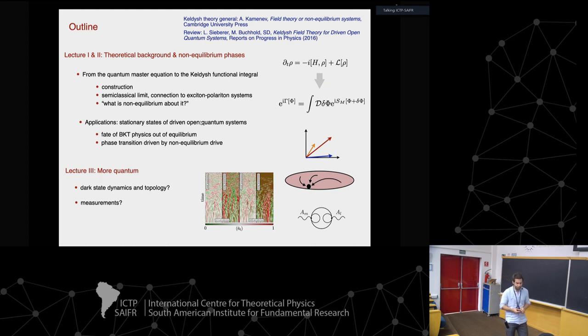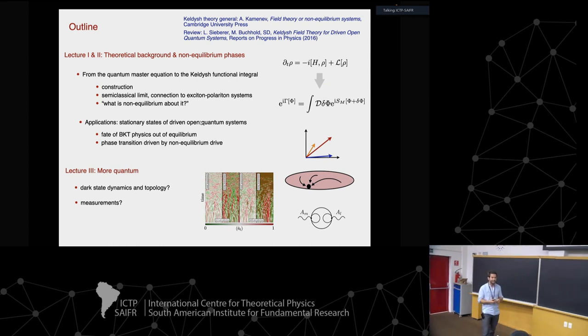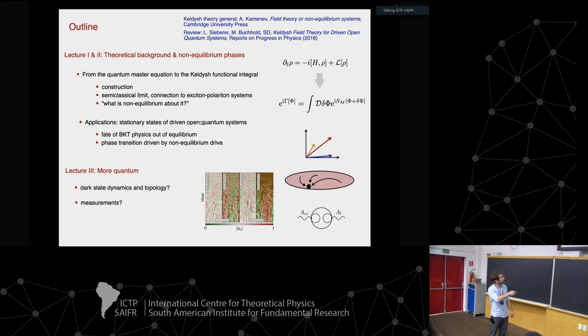And then I will elaborate on a few structural aspects of this theoretical framework. For example, we'll take a semi-classical limit and connect this physics to the physics of exciton polariton systems and to the technology of Langevin equations. I will also take some time to really define, and to make it precise, in which sense these systems are manifestly taken out of equilibrium. And then with this knowledge in the back of our minds, we can apply this in one example, studying the fate of the famous Berezinskii-Kosterlitz-Thouless transition, a hallmark of a topological transition in two dimensions, to see what the fate of this is under these non-equilibrium conditions, and even encounter a phase transition that is driven purely by pushing the system farther and farther out of its equilibrium stationary state.